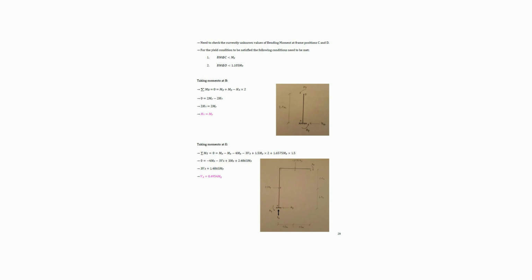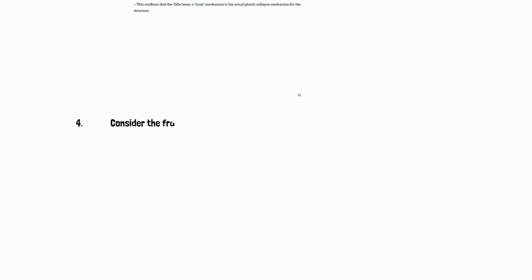To develop the side beam and sway mechanism, 4 plastic hinges are required at specific frame positions. The bending moment diagram is checked to ensure the yield conditions are satisfied at all critical points. The yield conditions ensure the bending moments at specific points are less than the plastic and scaled plastic moments. This confirms that the side beam and sway mechanism is the actual plastic collapse mechanism for the structure.